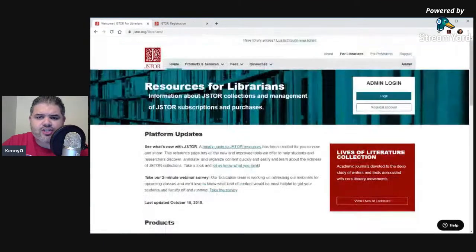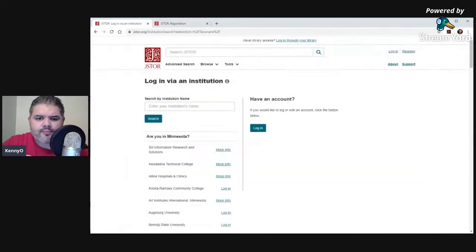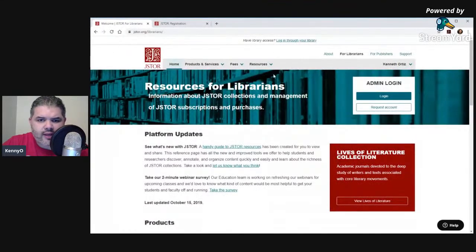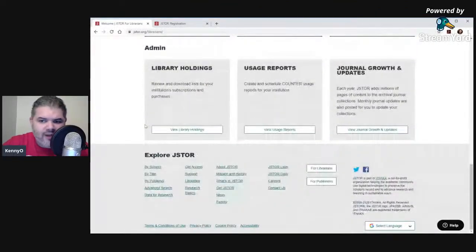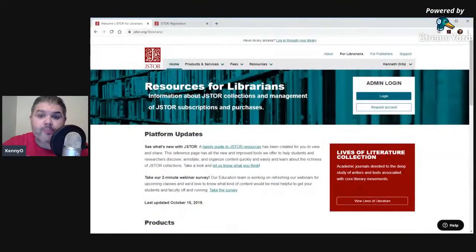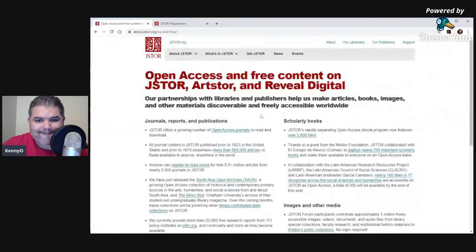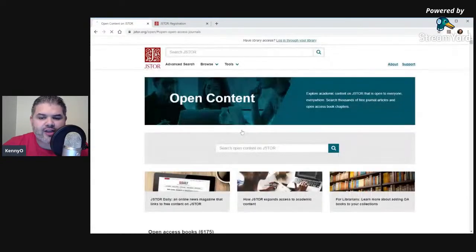So let me log in to JSTOR. I can log in over here. I've already got a login option, because my seminary, Midwestern, where I'm getting my doctorate degree, basically pays for all their students to have a subscription to this, which is amazing. And so I can go over here, go to resources, open content, and then I can search for different things.